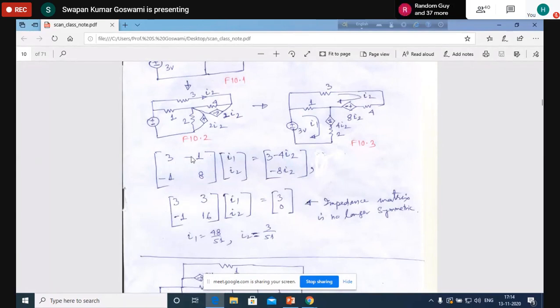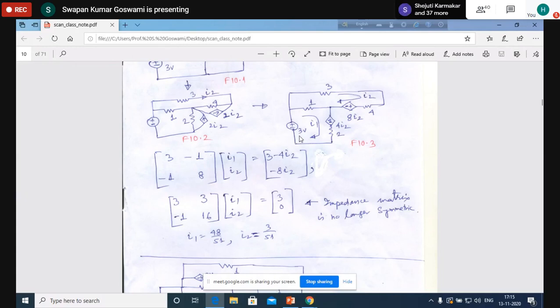You can write the impedance matrix, loop current vector equal to injected current. Sorry, loop impedance matrix times current equal to loop voltages. Loop impedance, loop current, and then loop voltage. So in loop 1, I am displaying the right hand side because this part remaining same, it's same as before.